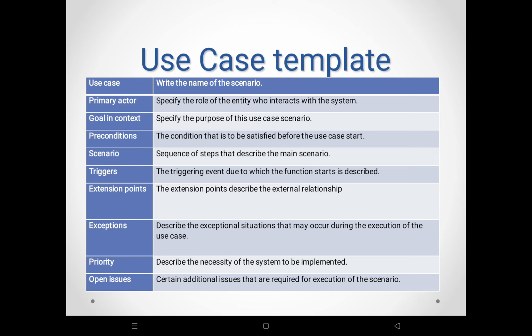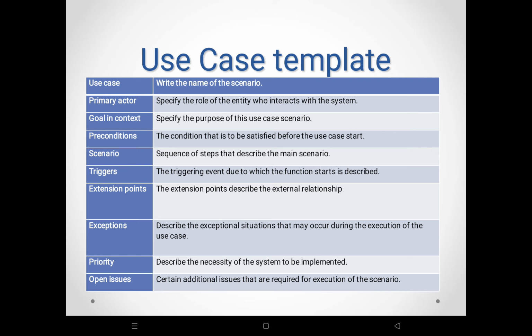The first one is the use case name. Here, in the use case, we write the name of the scenario. Okay, what is the primary actor? Specify the role of the entity who interacts with the system. For example, consider an ATM as the example. Who interacts with the system? The customer can interact with the system. So the customer is called the primary actor.